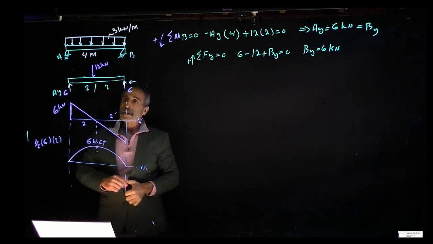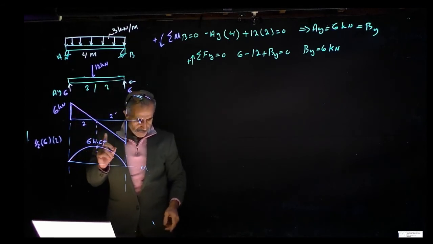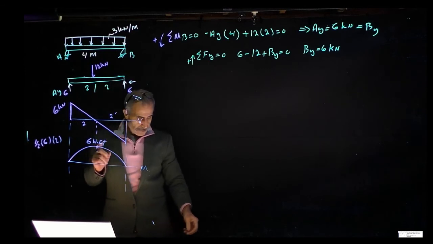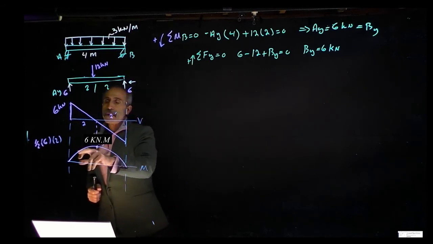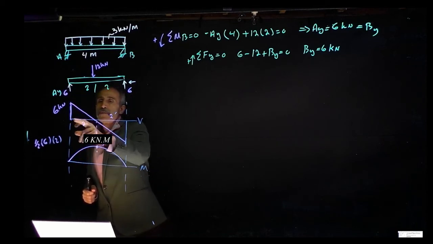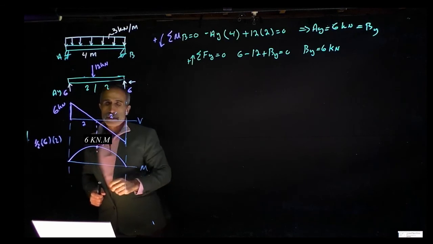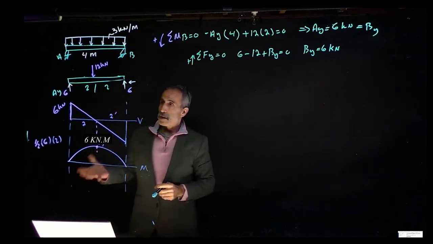Okay, so this is the shear and moment diagram. What if we want to know what the moment is right here, or right here? Or what the shear is right here, or right there? I mean, at any point along the length of the beam. That's what we're going to calculate.